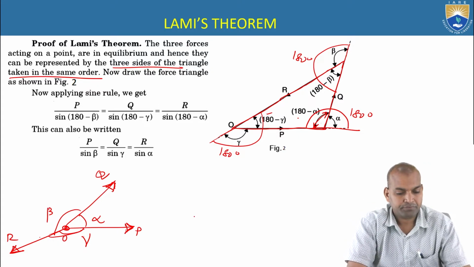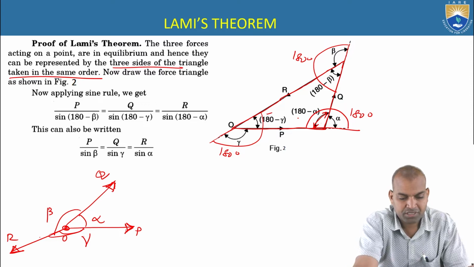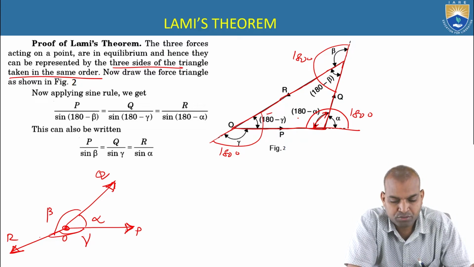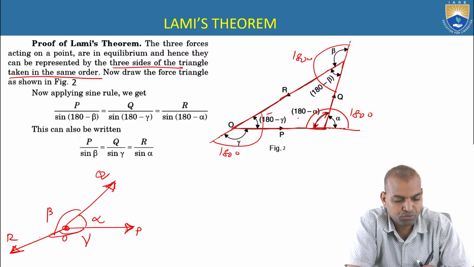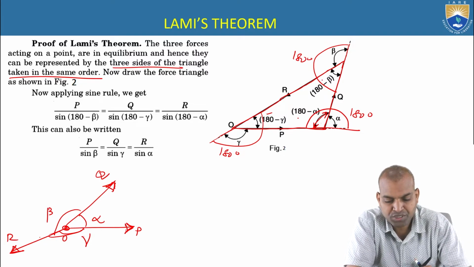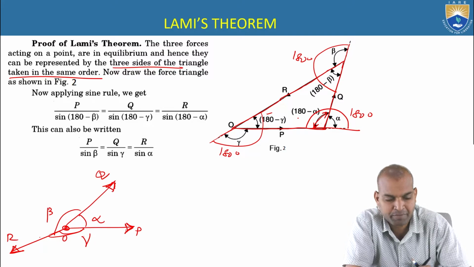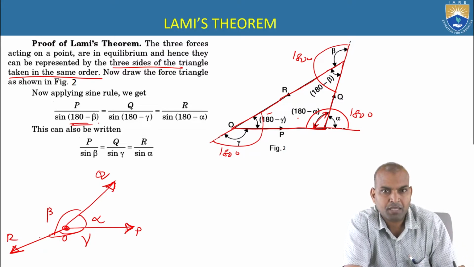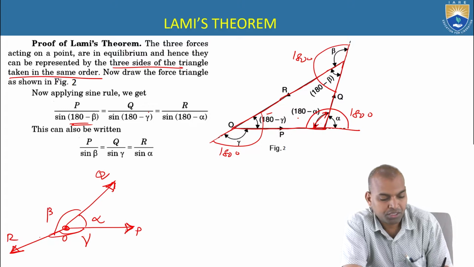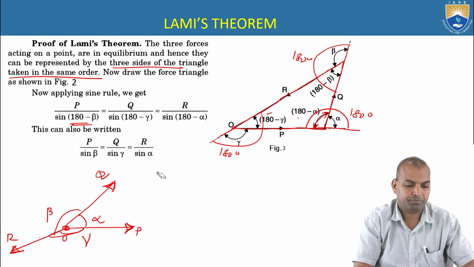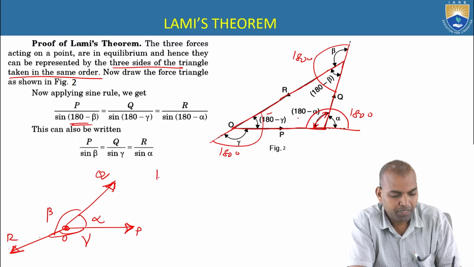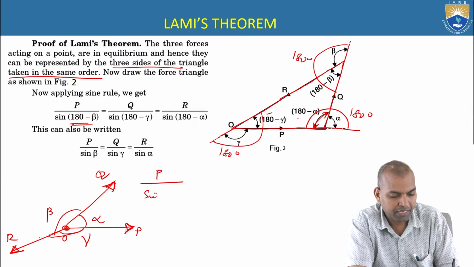Now here, after drawing this, according to applying the sine rule, what is the sine rule? The P is proportional to, what is that angle? P by opposite side angle. P by sine 180 minus beta. Next, equal to constant. P by sine 180 minus beta equal to constant.